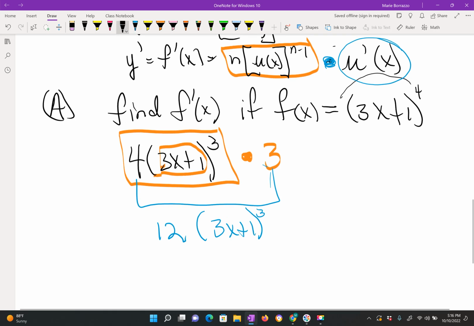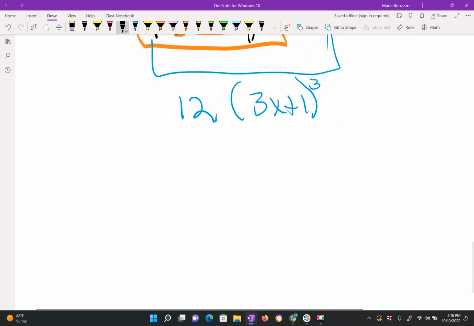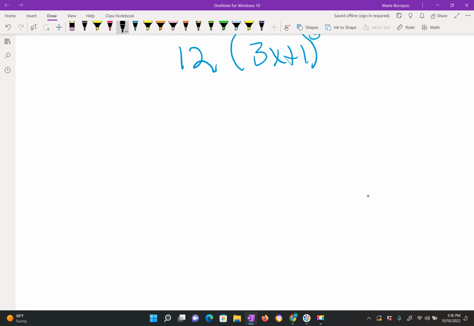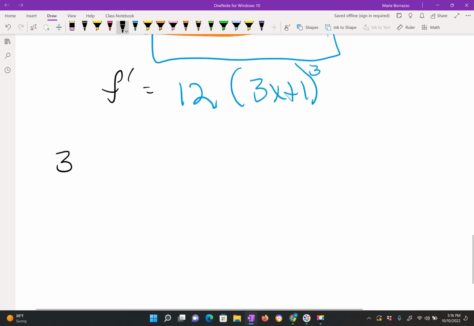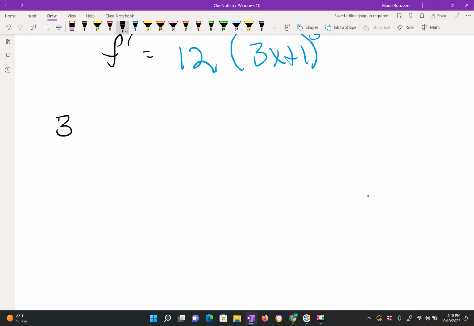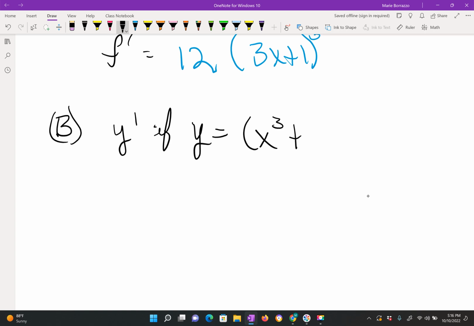Not dying yet? Good. Let's look at B. So 12 times (3x plus 1) to the power of 3 is the answer. Yeah, that's the first derivative. Okay. Given the composite, this is part B. In part B, I'm asking you for the first derivative if the original equation is y equals (x cubed plus 4) to the 7th power.